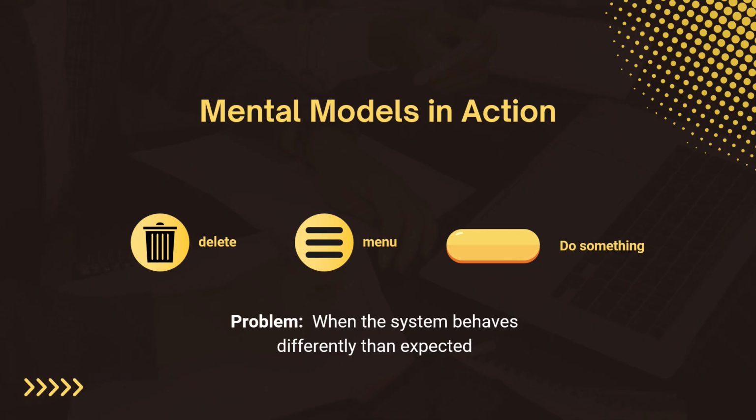Problems occur when the system doesn't behave the way that your mental model expects it to. For instance, you click and nothing happens, or something unexpected happens, or the system does something silently. That's when confusion starts. And this is where one of the most important ideas comes from with Don Norman. That's what he talks about in his book.